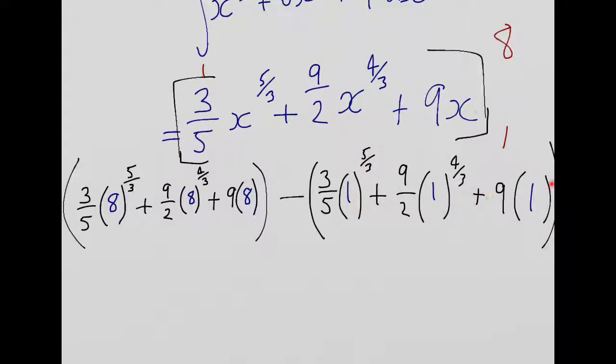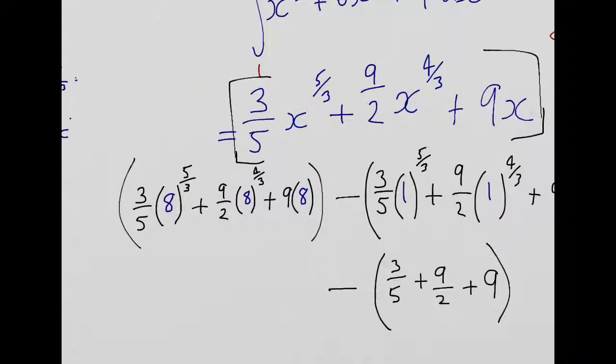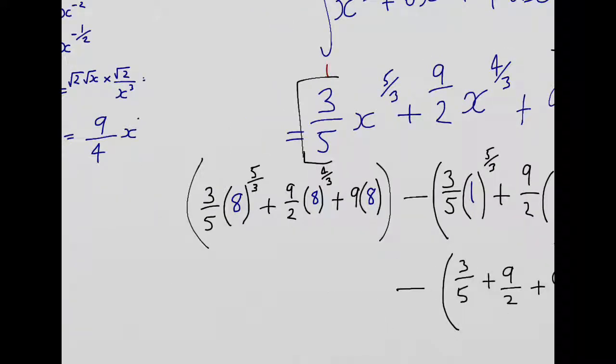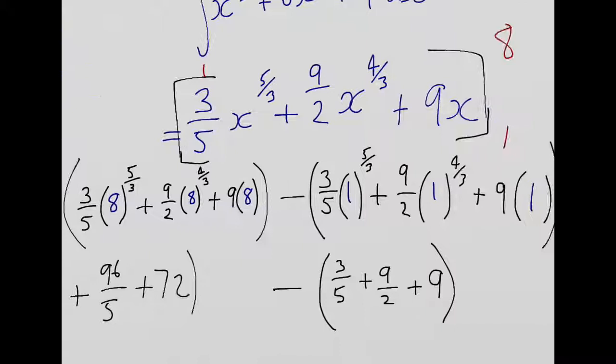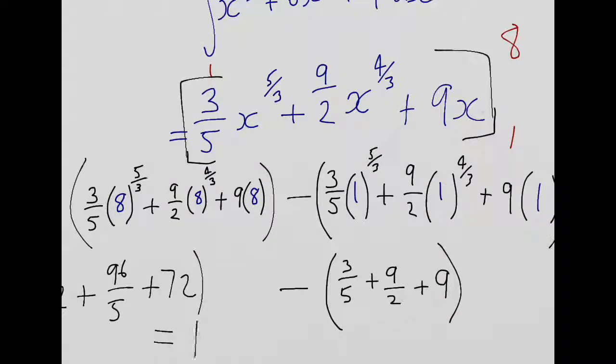1 to the power of anything is just going to be 1, so we're just going to get 3/5 plus 9/2 plus 9. On the right hand side, getting your calculator to evaluate, you should find that we get 72 plus 96 over 5 plus another 72. Take away the right hand side, and you'll find that you get 149.1 as your final answer.